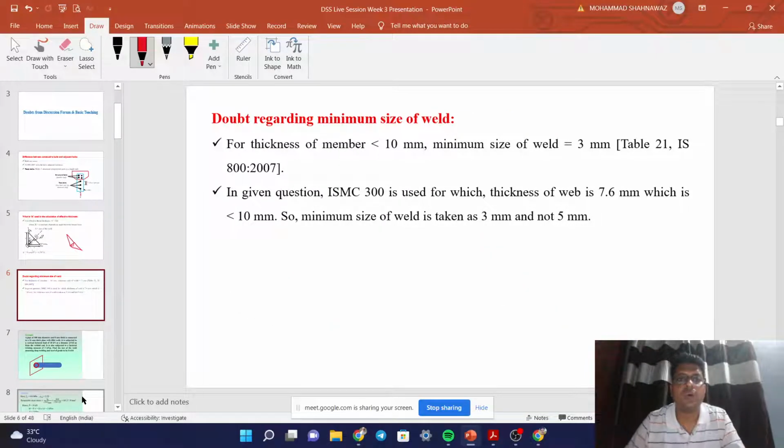Now coming to the next doubt. This doubt has been asked regarding the minimum size of the weld.